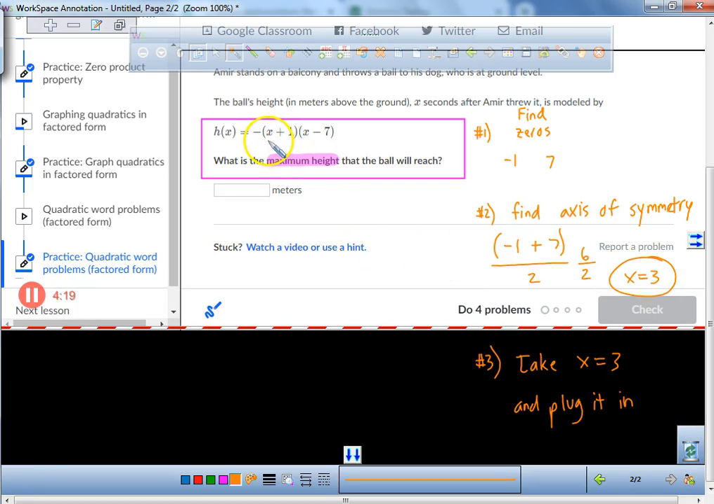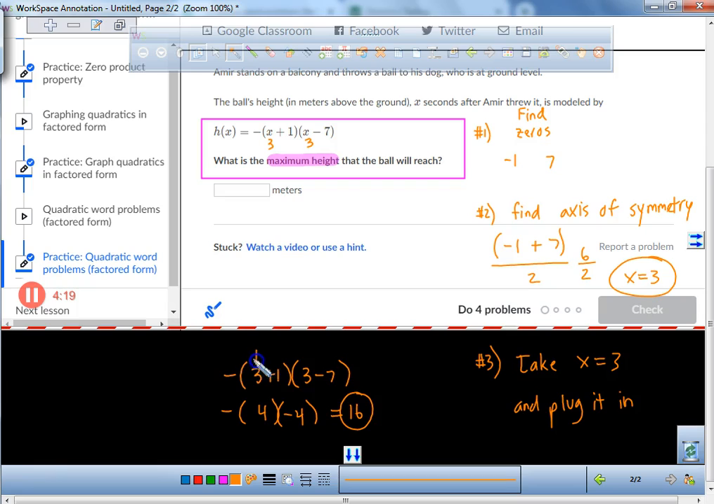So I want you to plug in the 3 right here, and I want you to take the 3 and plug it in right there. So I'm going to plug it in. Negative open parentheses 3 plus 1 parentheses 3 minus 7. So I have a negative sign. 3 plus 1 is 4. 3 minus 7 is -4. When I multiply all these together, I get a 16.